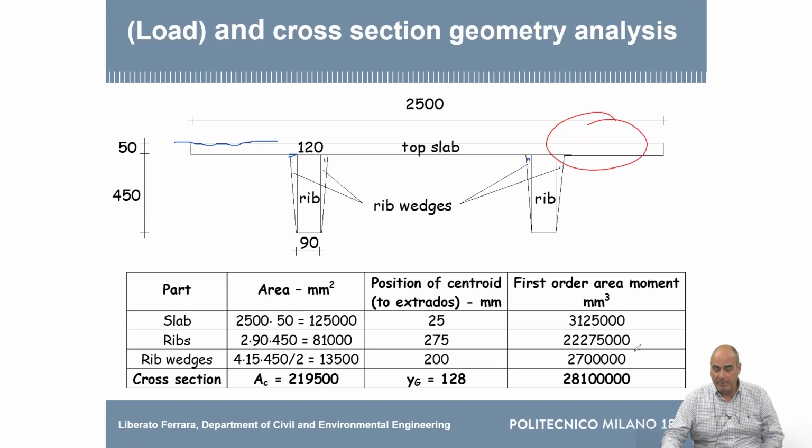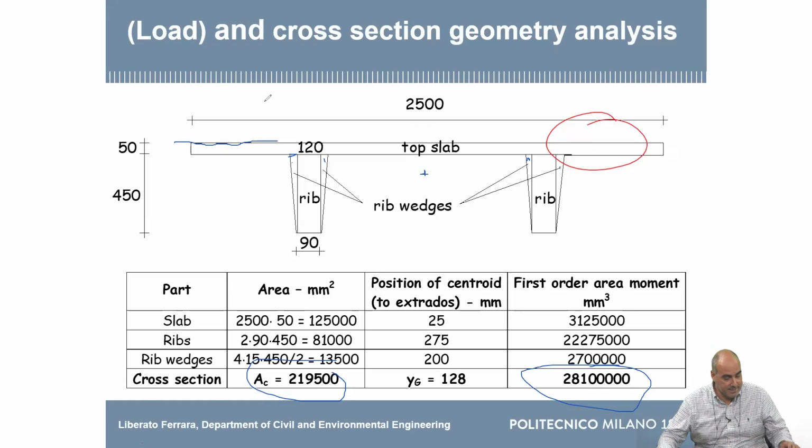Then you sum up all the first order area moments, you sum up all the areas. If you divide this by this, you have the position of your centroid. So the centroid of your element is at 128 millimeters from the top. So it means that it's somewhere like here. So the centroid of this cross section is in the empty space, but it's there.